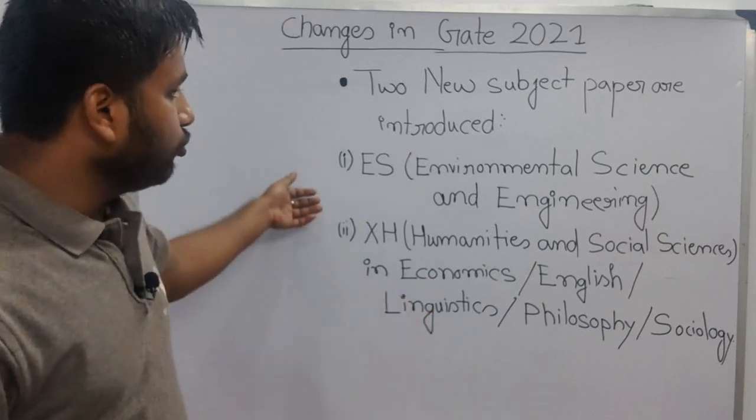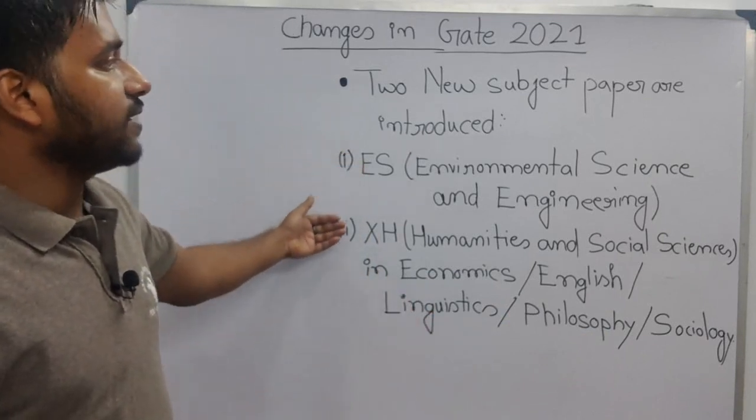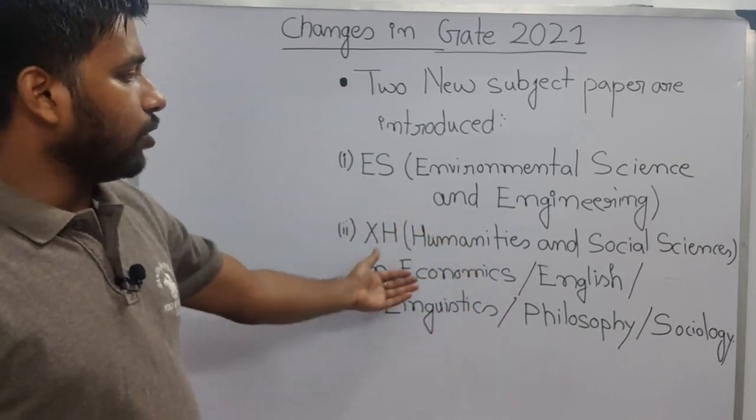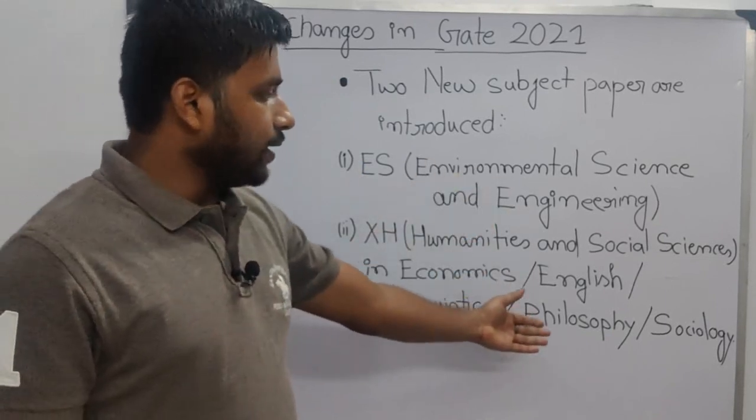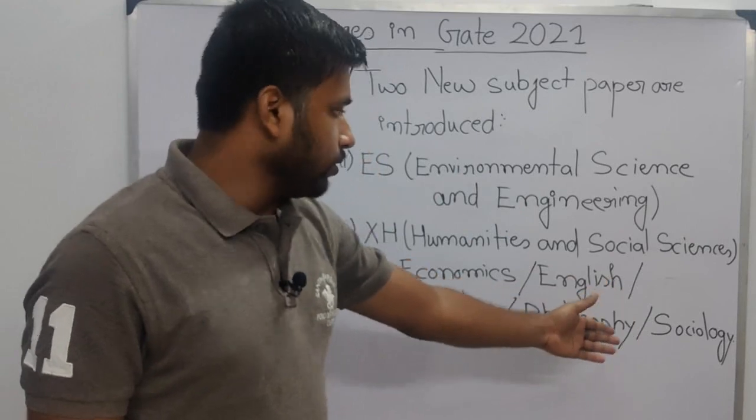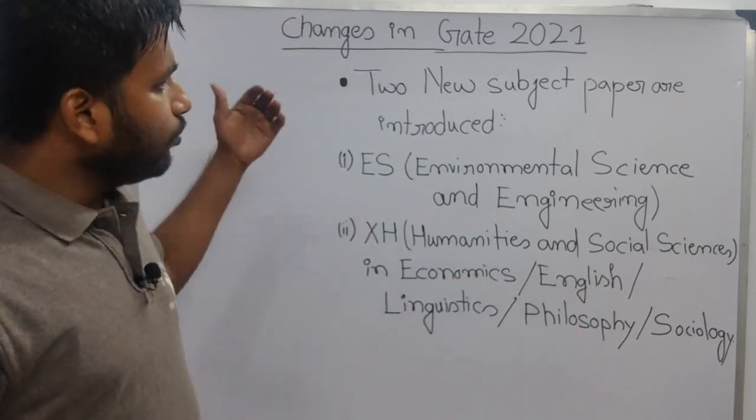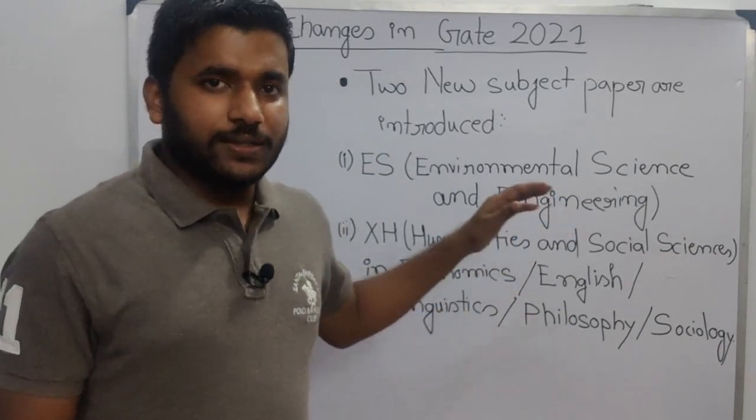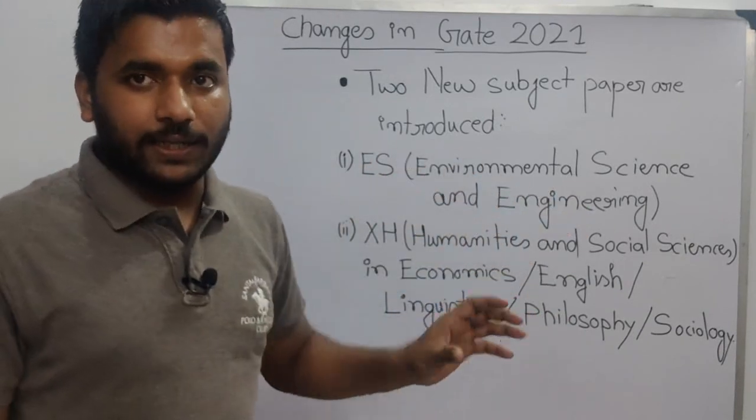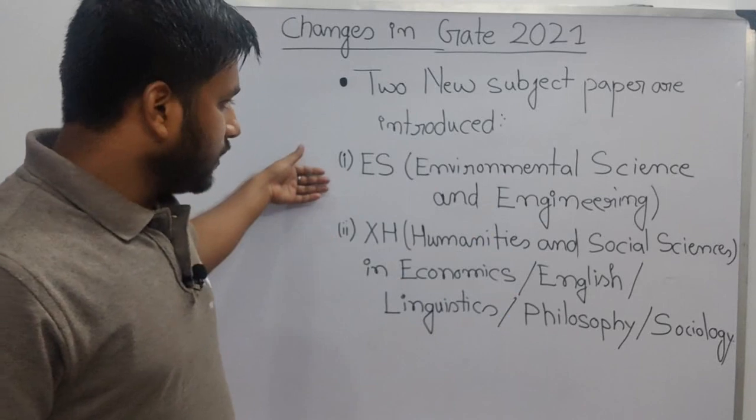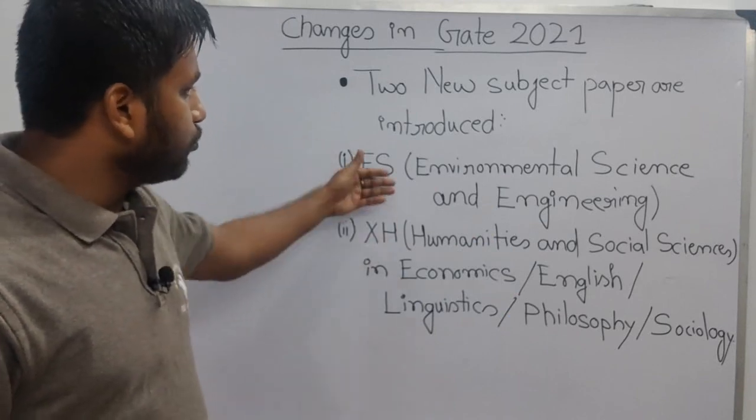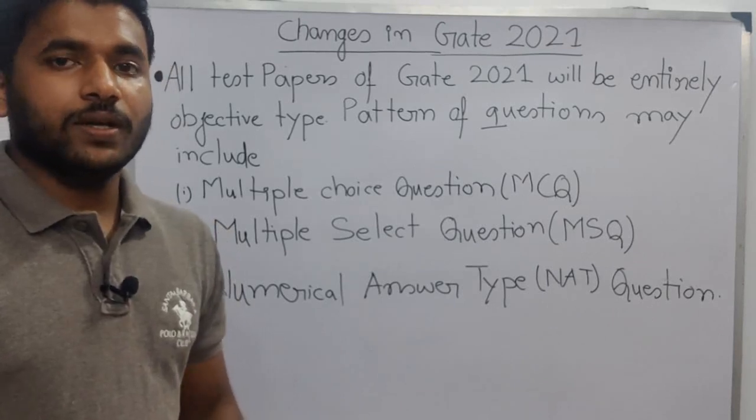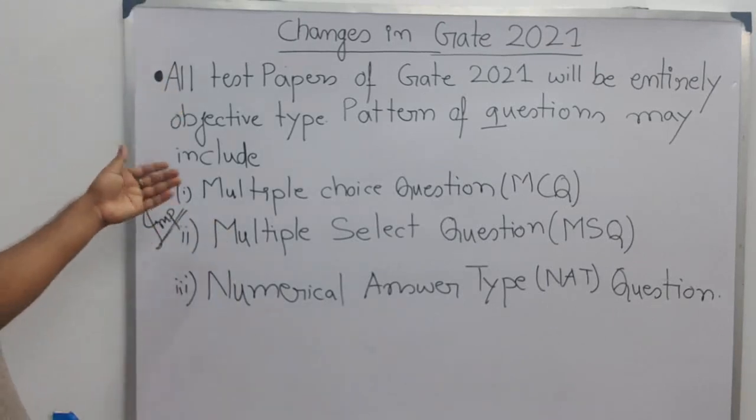You can see the 2 new papers are ES, Environment Science and Engineering, and second is Humanities and Social Sciences, covering Economics, English, Linguistics, Psychology and Sociology. These 2 are the new papers that they have introduced, making it 27 papers. So it is not for CS and not for mechanical and others. It's just for candidates who want to give the exam in these 2 new test papers. Understood?